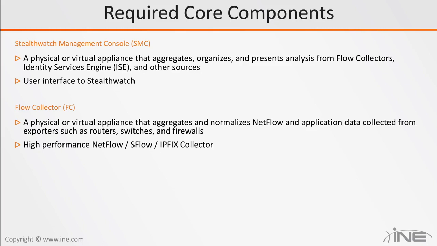The Stealthwatch Management Console accepts the data from the flow collector, performs the analysis using multiple clouds, Stealthwatch clouds, ThreatGrid clouds, using IaaS, and gets data from other sources, performs the analysis on those IPs, and displays the information. Flow collector, on the other hand, is just to aggregate the data, normalize the NetFlow, and get as much information as it can from the other environment.